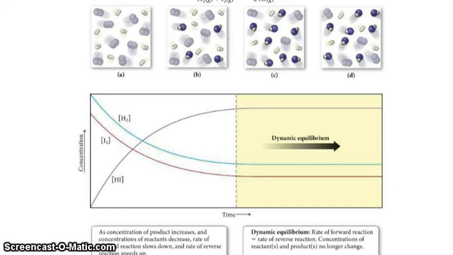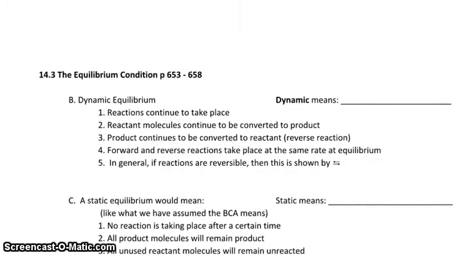So let's go ahead and turn the page. 14.3 is called the equilibrium condition, and let's talk about what a dynamic equilibrium is. Dynamic means moving. Think of what thermodynamics means: heat moving, heat being absorbed, heat being released. You can have heat going from high temperature to low temperature. Heat moves. So what do you think a dynamic equilibrium is? It's where things are still moving, but eventually at a constant rate.